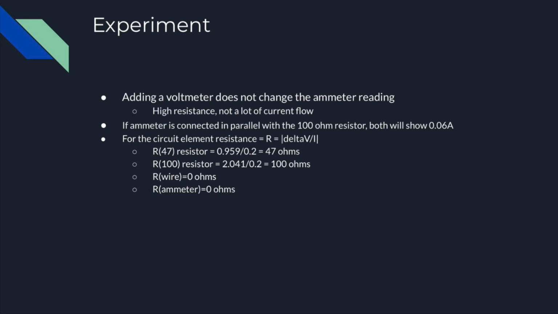We figured out that R for the 47 resistor was 47 ohms, R for the 100 resistor was 100 ohms, R for the wire was 0 ohms, and R for the ammeter was also 0 ohms, and we can see the math displayed throughout the slide.